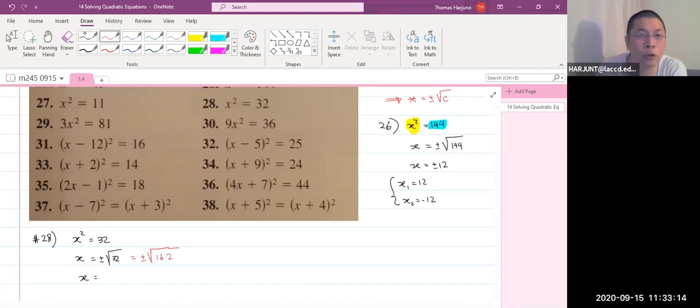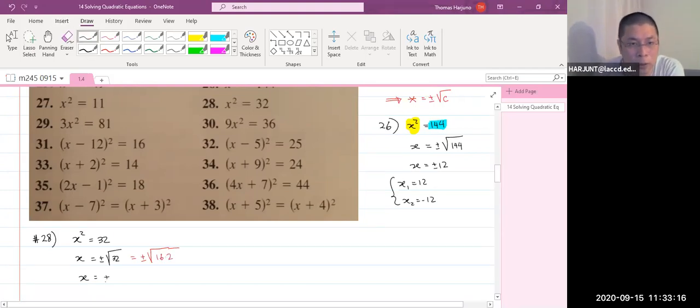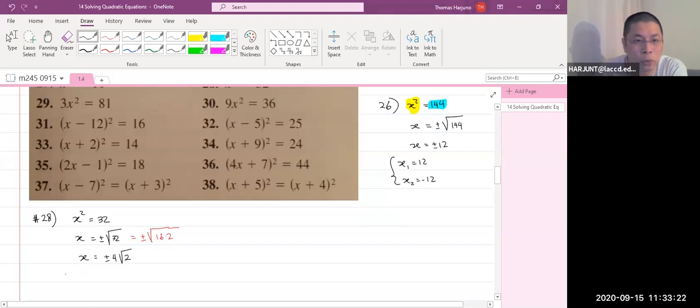Now the square root of 16 is 4. Square root of 2 stays inside the house. So when I split this, x1 equals positive 4 radical 2, x2 equals negative 4 radical 2.